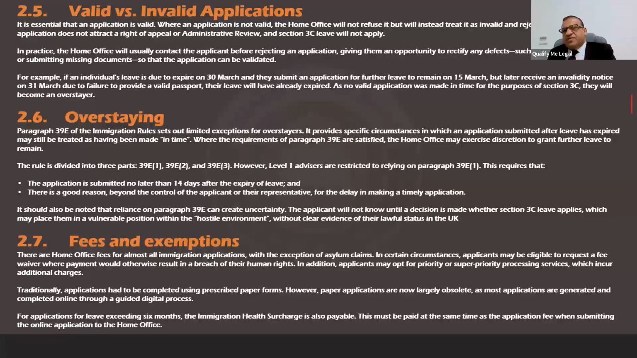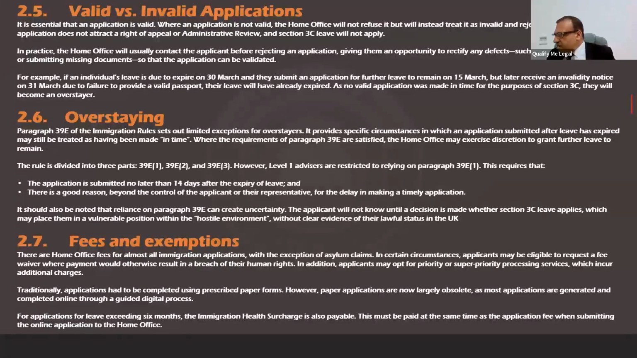So it's important for you to understand the difference between a valid application and an invalid application, and if the Home Office has rejected the application, then you'll not have protection of Section 3C. They'll not give you the right of appeal. You won't be able to file an appeal at any stage at all. Then obviously you'll have the other opportunities available. For instance, you can chase the Home Office through a pre-action protocol notice, but it's quite a complex area. So it's important for you to submit a valid application before expiry.